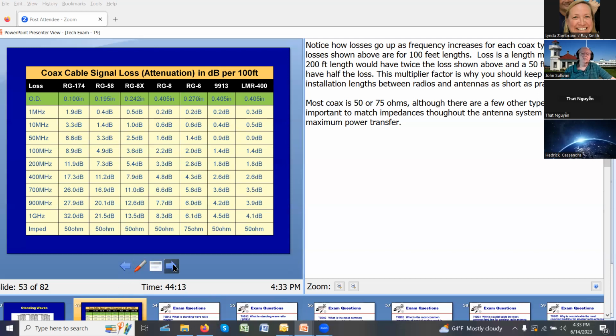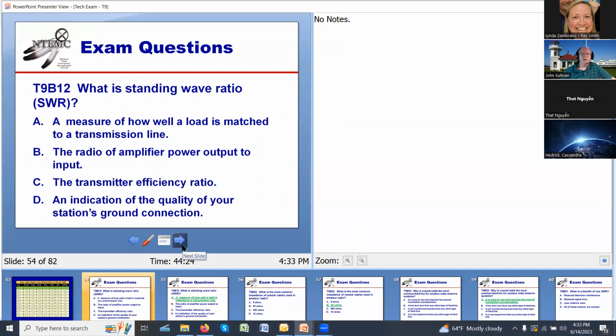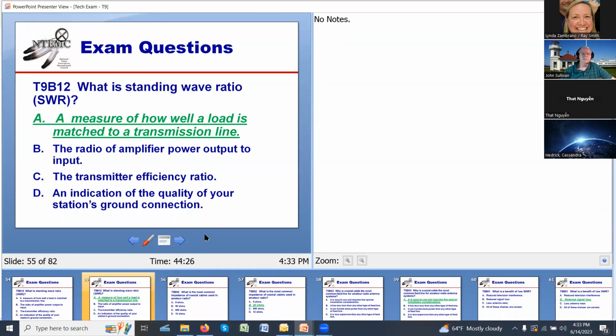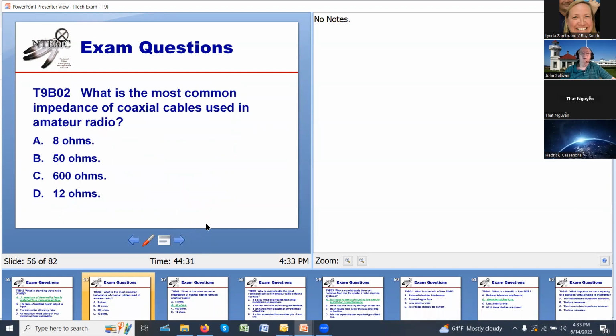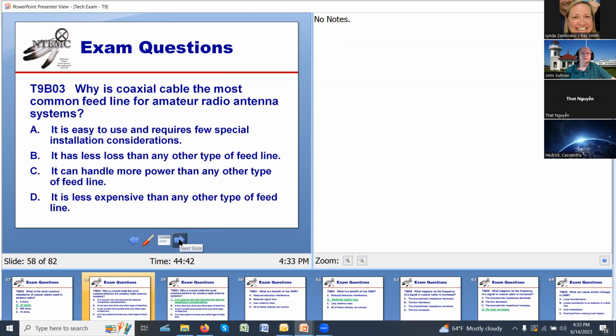So you want to keep your feed line short. What is standing wave ratio? Okay, we're talking about that, and it's a measure of how well a load is matched to its transmission line. That's your standing wave ratio, SWR. What is the most common impedance of coaxial cables used in amateur radio? And that would be 50 ohms. That's what you want to keep everything at, 50 ohms.